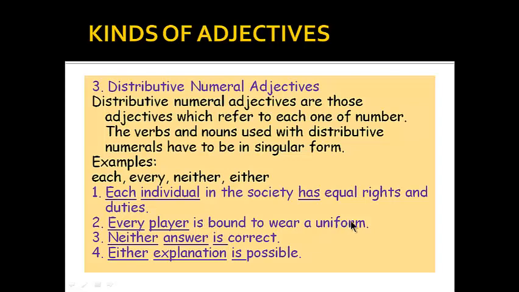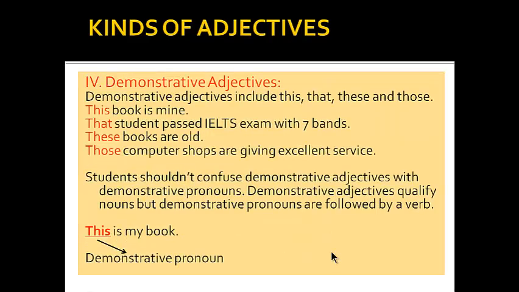Every player is bound to wear a uniform. Every is distributive numeral. Player is a noun, and the verb is used in singular. Neither answer is correct. Either explanation is possible. All these adjectives follow the same rule. The fourth type of adjective is demonstrative adjective. Demonstrative adjectives include this, that, these, and those.